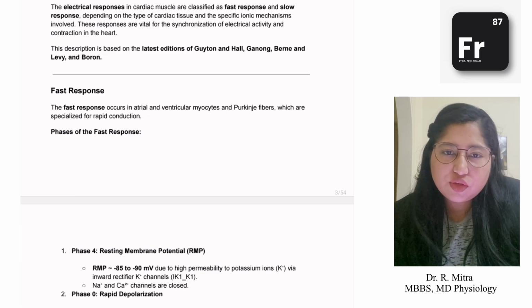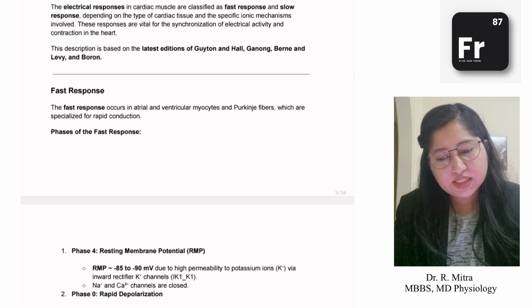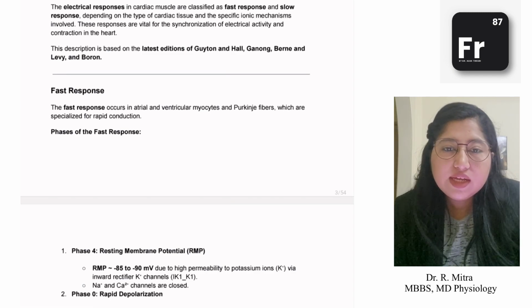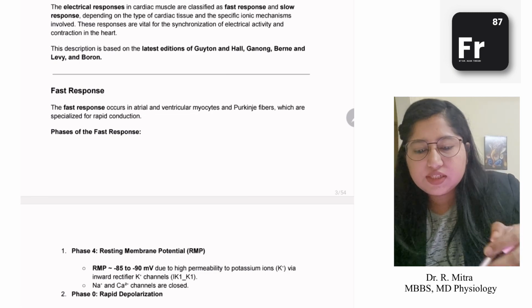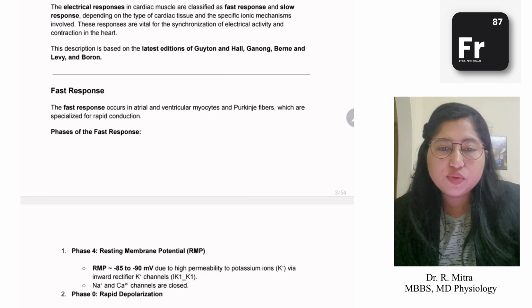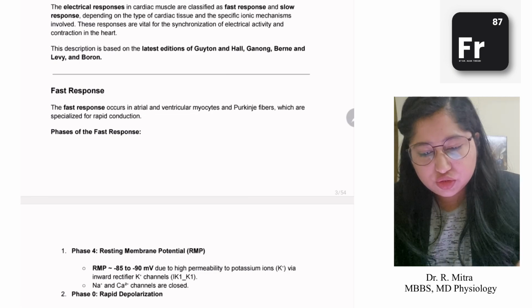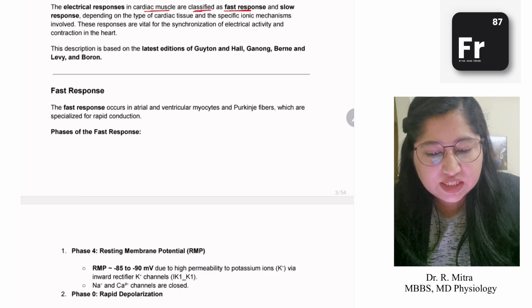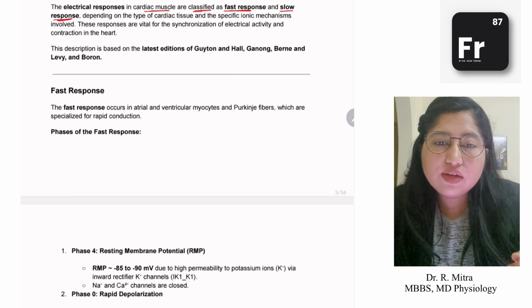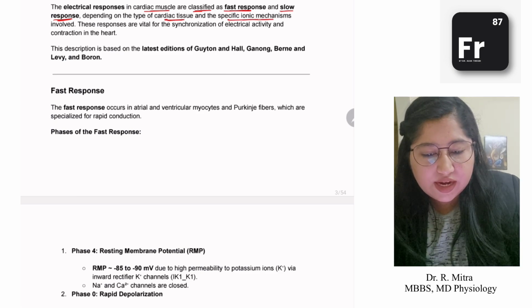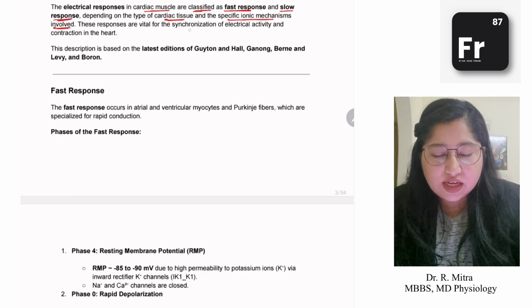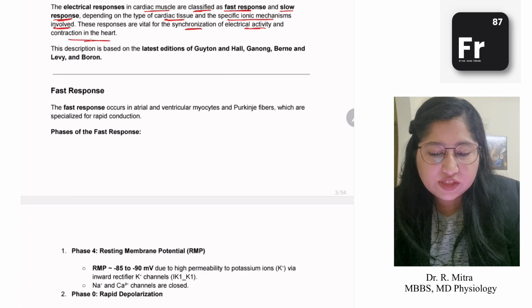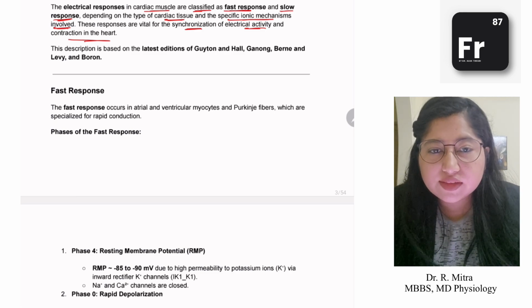I'm Dr. Riya Mitra, your faculty for Physiology, and today we'll be discussing the topic of fast and slow electrical responses in cardiac muscle. Now let us see, if in exam you come across these questions, how will you deal with them? The electrical responses in cardiac muscles are classified as fast response and slow response, depending on the type of the cardiac tissue and the specific ionic mechanisms involved. These responses are vital for the synchronization of electrical activity and contraction in the heart.